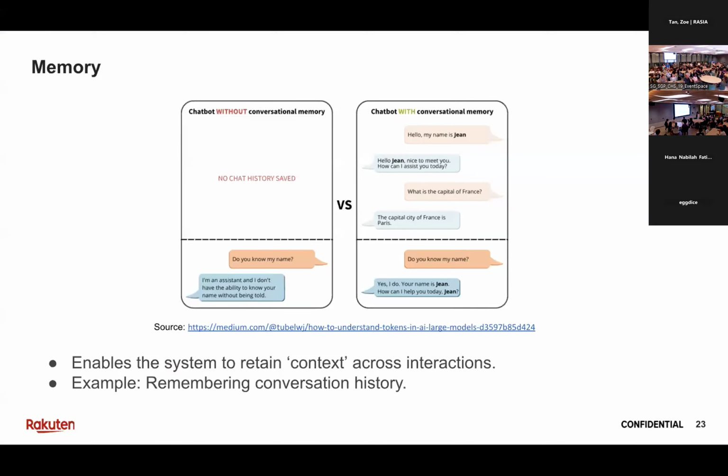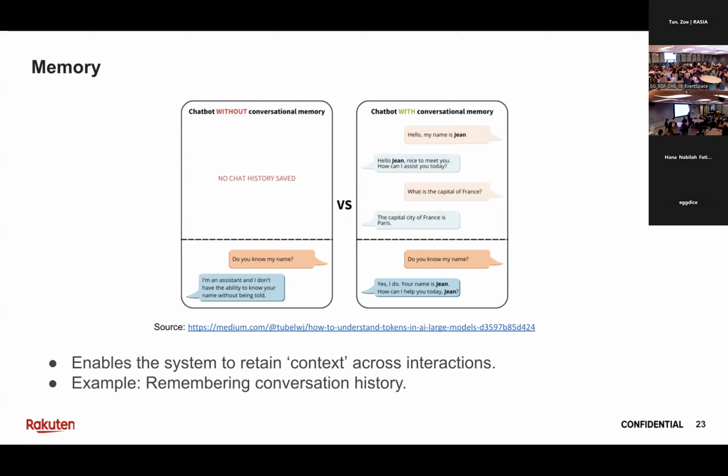So with memory, let's say we are using a chatbot. If the chatbot doesn't remember our previous conversations, if it doesn't have memory, and we tell it, hey, my name is Hana, and then we ask, do you know my name? It wouldn't know because it is stateless and doesn't keep track of what we sent before. So that's why memory is important, especially for use cases like chatbots.